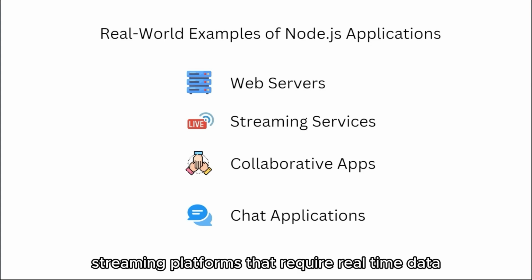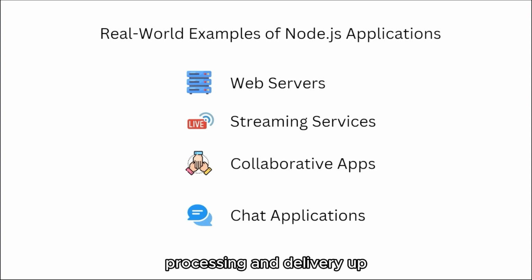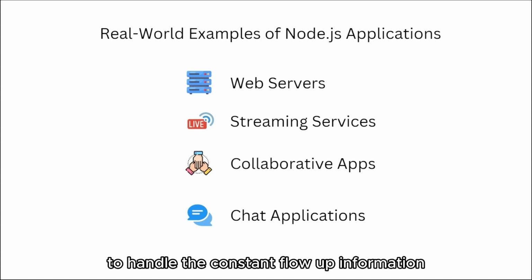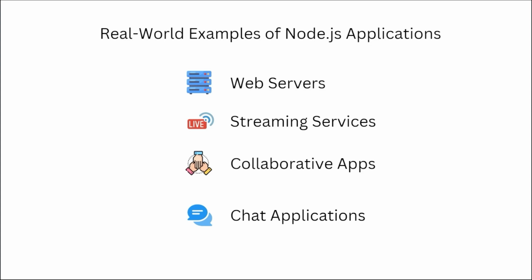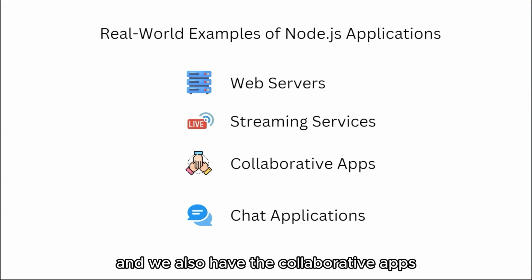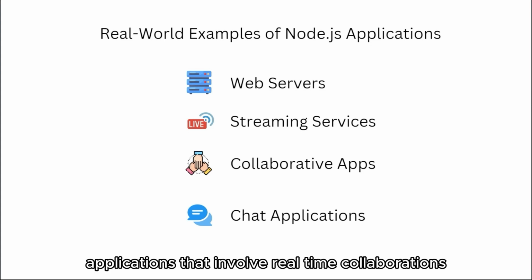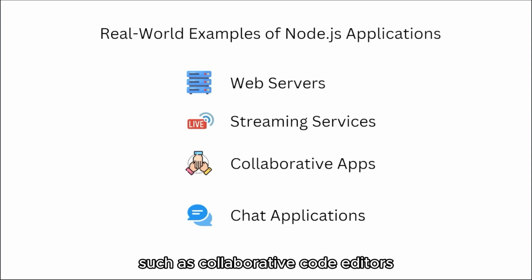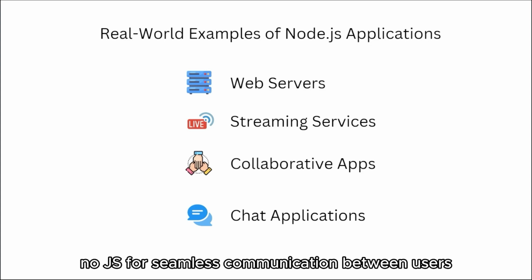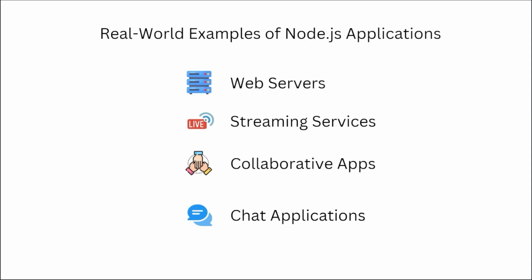Streaming platforms that require real-time data processing and delivery often rely on Node.js to handle the constant flow of information. And we also have collaborative apps. Applications that involve real-time collaboration, such as collaborative code editors or project management tools, leverage Node.js for seamless communication between users.